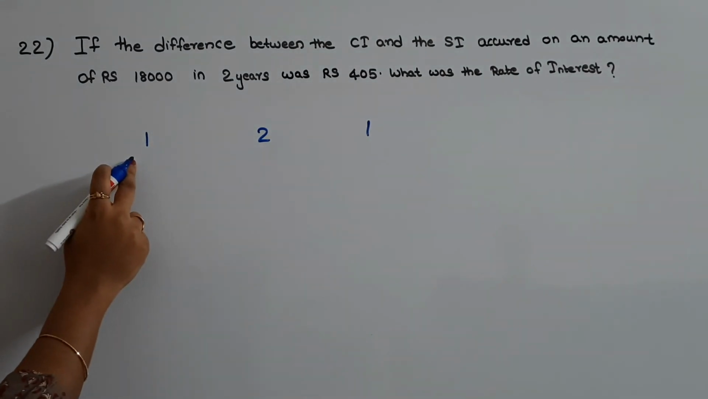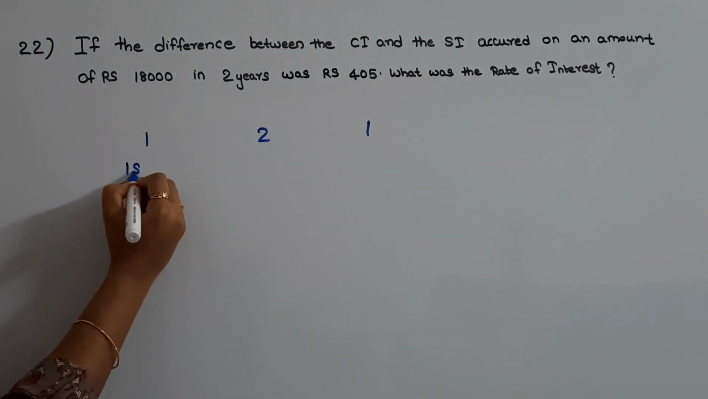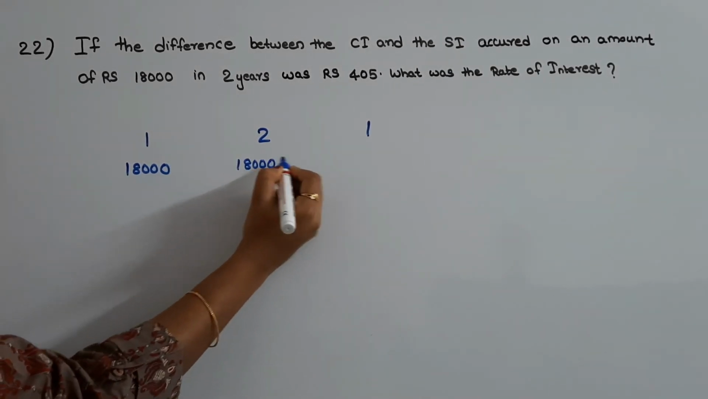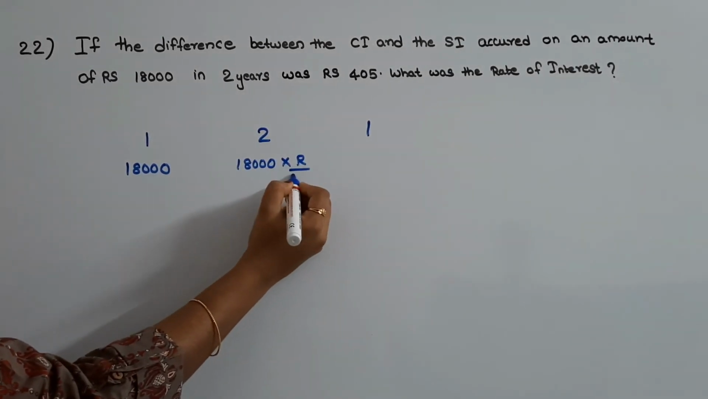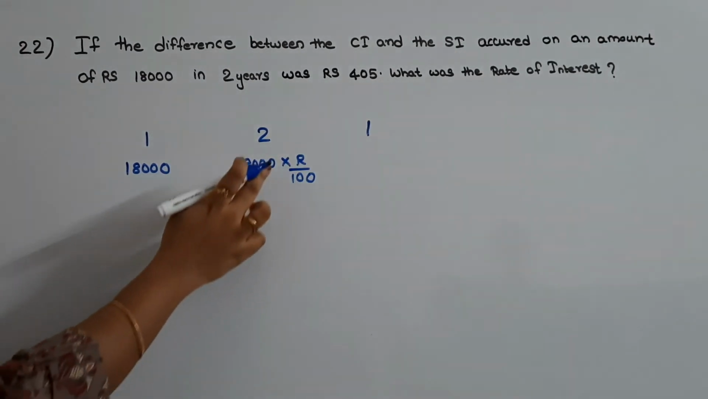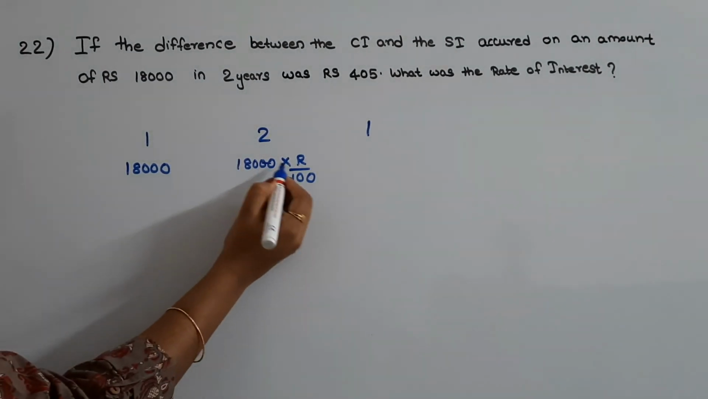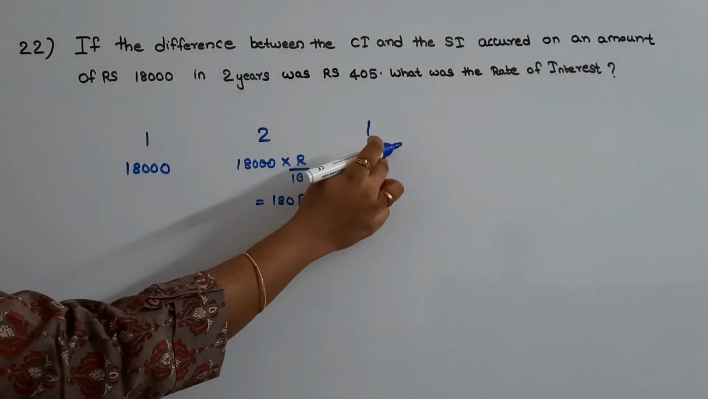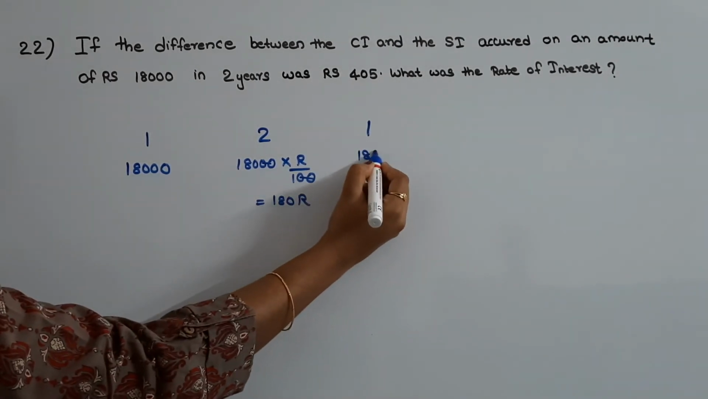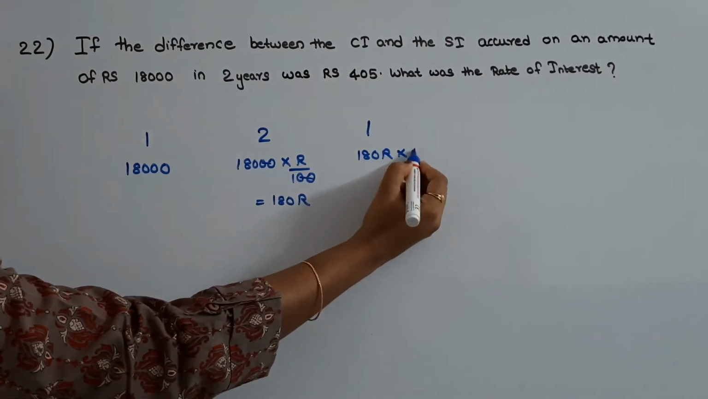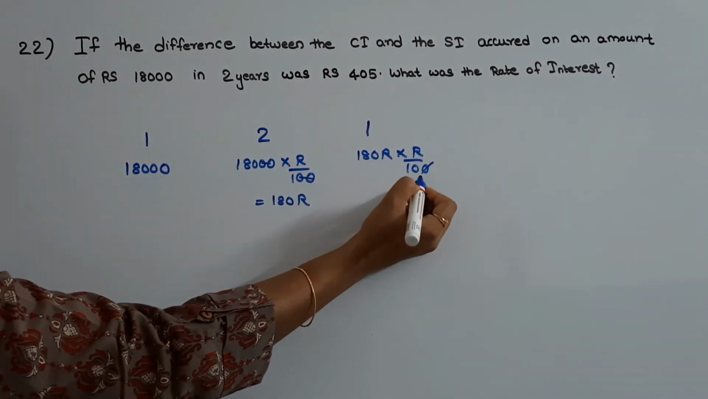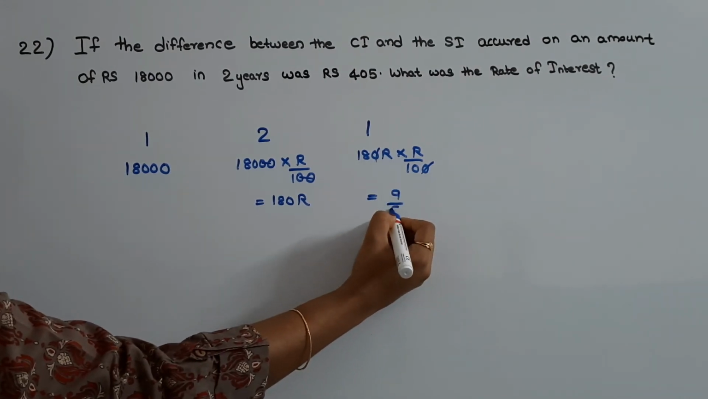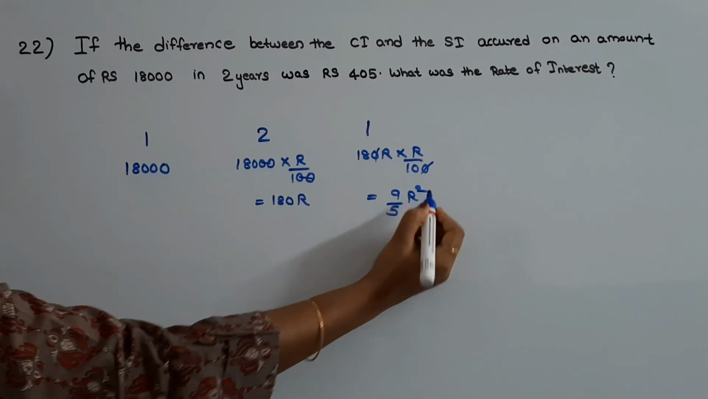Below this one write the principal. The principal value is 18,000. Here 18,000 into R by 100. We need to find out the value of R, so we are representing it as R. So this is equal to 180 R. Now here this 180 R into R by 100, that is equal to 9 by 5 R square.